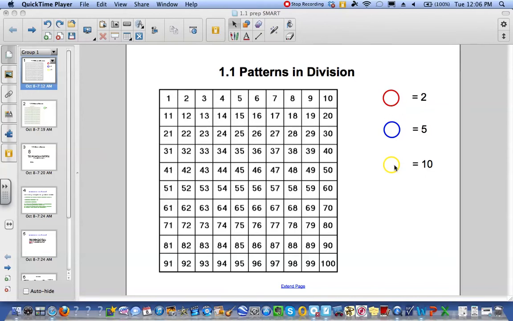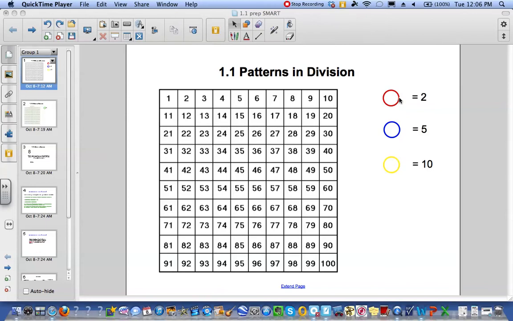I have 3 different colored circles: red, blue, and yellow. Anywhere I place a red circle, that number is divisible by 2. Anywhere I place a blue circle would be divisible by 5. And anywhere I place a yellow circle would be divisible by 10. So we're going to start with red.